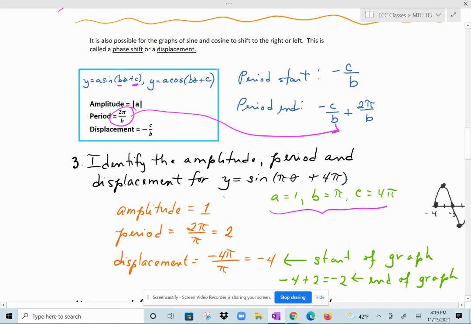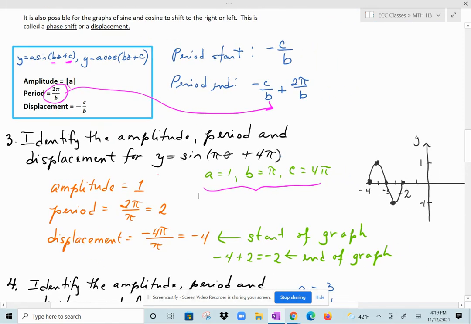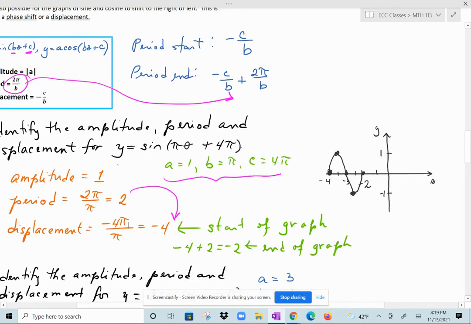That means that the start of the graph is at negative 4 and the end of the graph is 2 units after. So if you add negative 4 plus 2, it ends at negative 2. So the graph of sine for this particular function in example 3 is going to be in quadrants 2 and 3 because it's starting at negative 4 and it's ending at negative 2. So that's what you see here on the right in black.